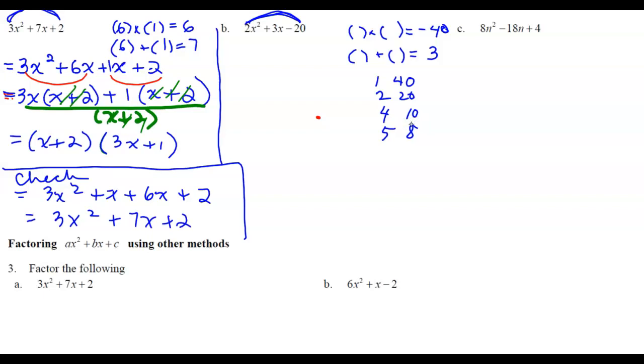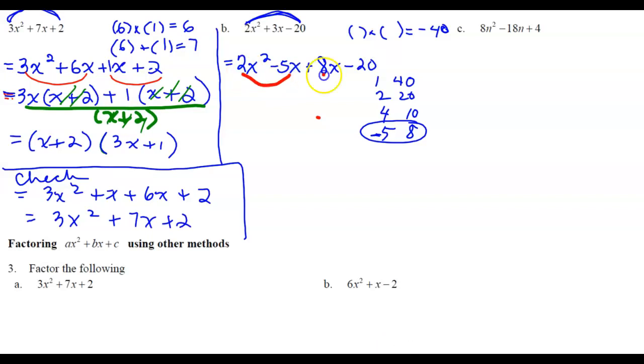Okay, so I'm going to rewrite. So this one is positive, that's negative. So that's my pair. So here I'm going to rewrite this as 2x squared minus 5x plus 8x minus 20. And I'm just going to erase this part here. Okay, then I'm going to just group them in order.